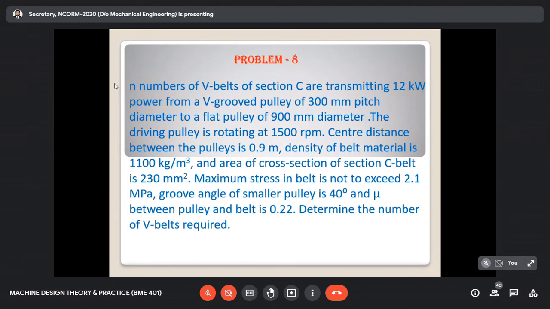The driving pulley is rotating at 1500 rpm. The center distance between the pulley is 0.9 meter. The density of the belt is 1100 kg per meter cube. The area of the cross section of the belt C is 230 millimeter square. The maximum stress in the belt should not exceed 2.1 megapascal. The groove angle for the smaller pulley is 40 degree. Coefficient of friction between the belt and the pulley is 0.22. So determine the number of the V belts required.